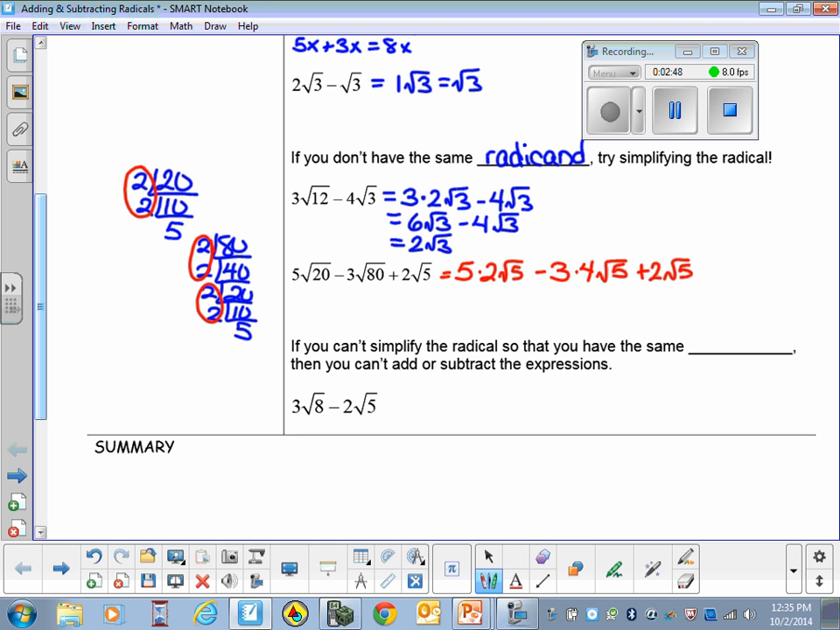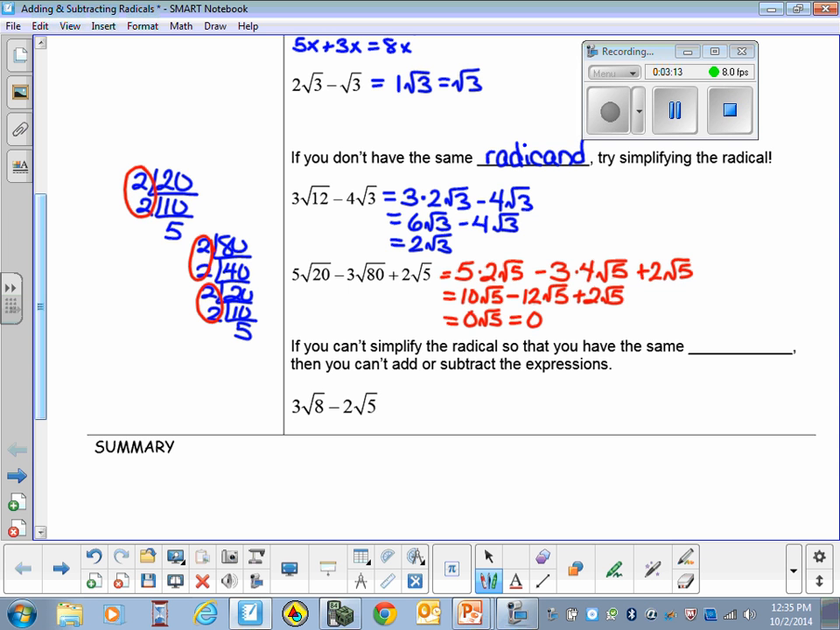Let's clean that up a little bit. 5 times 2 is 10. Keep the square root of 5. Minus 3 times 4 is 12. Keep the square root of 5. Plus 2 square root of 5. So 10 minus 12 is negative 2, plus 2 is 0. 0 times the square root of 5 is just 0.